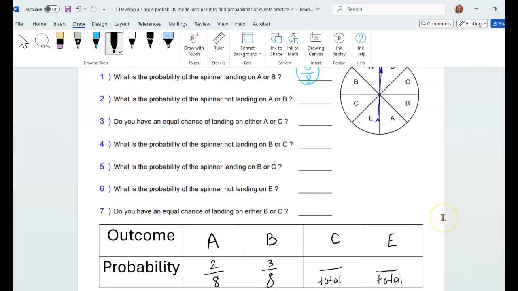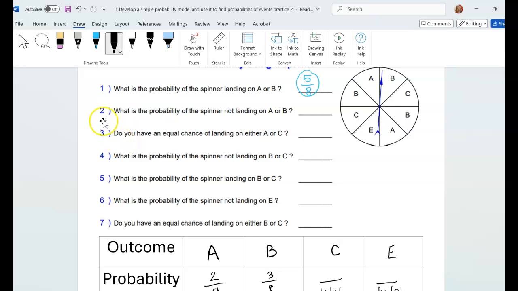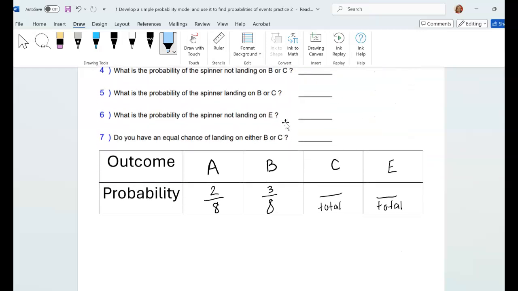Now, I'm going to read you the questions. What is the probability of the spinner not landing on A or B? Where's my pointer? Where's my mousey mouse? There it is. Not landing on A or B. So you're going to go down here. You're going to look at the outcome. And, well, what are not A or B? C is not A or B, and E is not A or B.